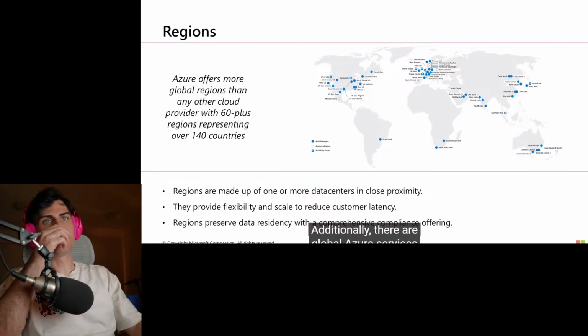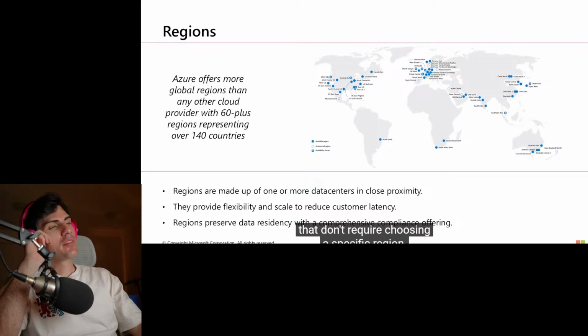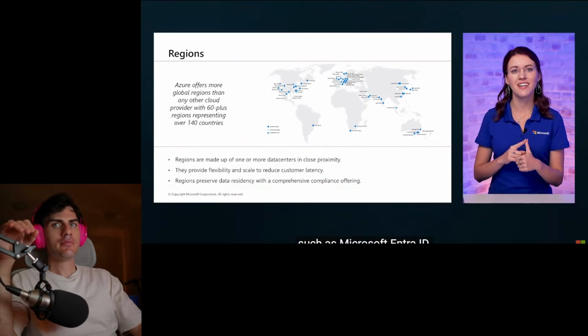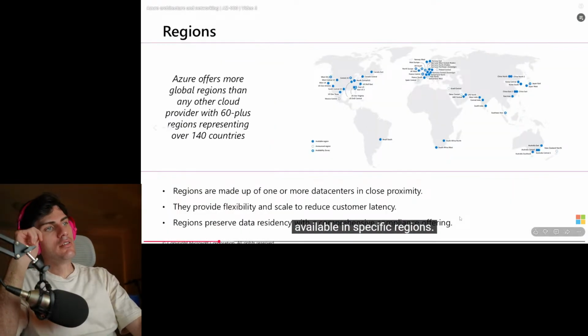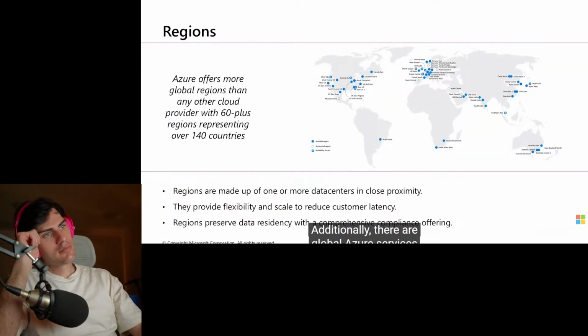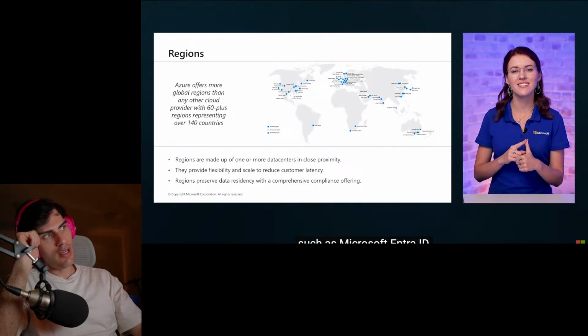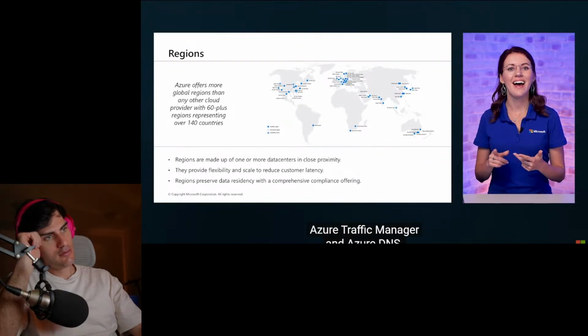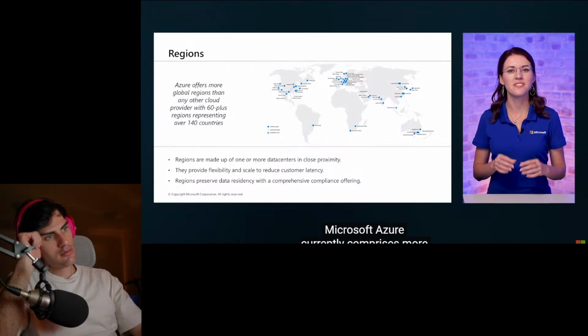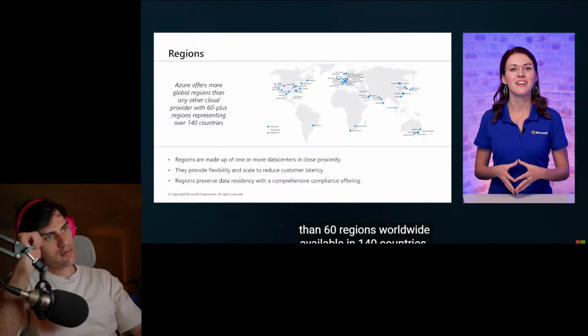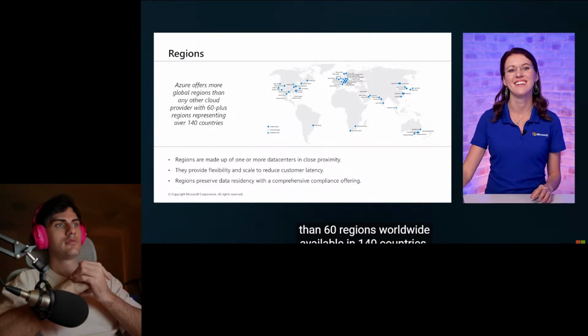Additionally, there are global Azure services that don't require choosing a specific region, such as Microsoft Entra ID, Azure Traffic Manager, and Azure DNS. Microsoft Azure currently comprises more than 60 regions worldwide, available in 140 countries.